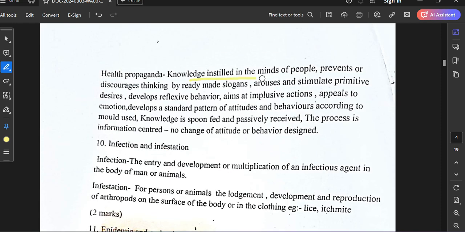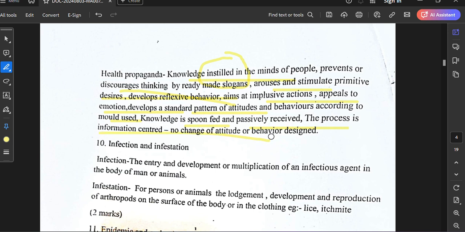Then in health propaganda, the knowledge is instilled. The word you should use is instilled. In health propaganda, knowledge is instilled in the minds of the people, prevents or discourages thinking, ready-made slogans, arouses and stimulates primitive desires, develops reflexive behavior, aims at impulsive actions, appeals to emotion, develops a standard pattern of attitudes, behaviors according to the mold used. Knowledge is spoon-fed and passively received.